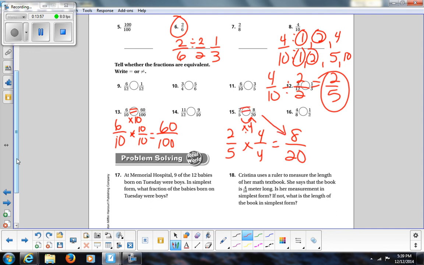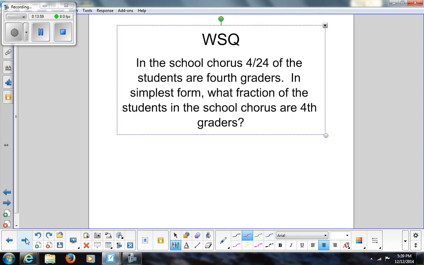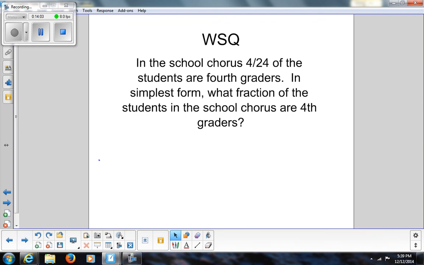All right, finish this up and do your WSQ, which states the school chorus. In the school chorus, 4/24 of the students are 4th graders. In simplest form, what fraction of the students in the chorus are 4th graders? So all you gotta do is take this fraction right here and simplify it. Make it smaller. All right, we'll see you in the morning.